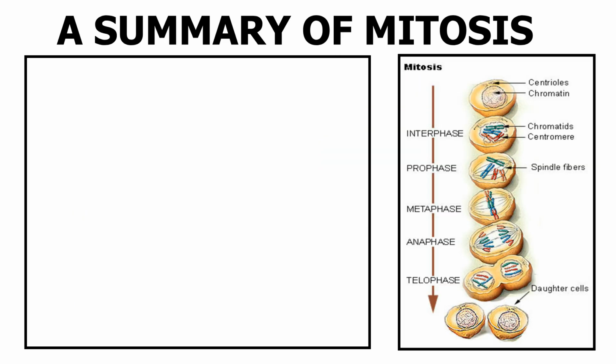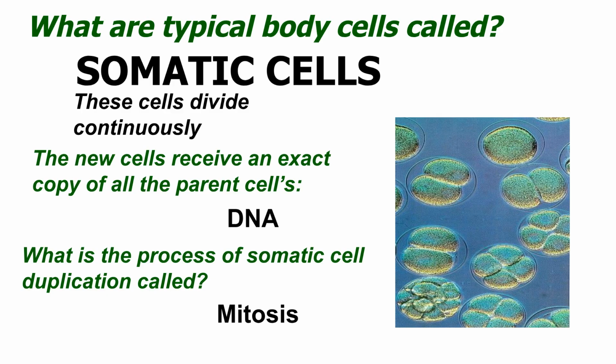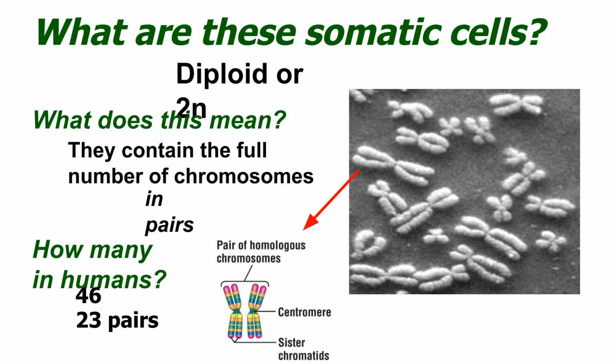This summarizes the process of mitosis. Typical body cells, called somatic cells, divide continuously through a process called mitosis. The new cells receive an exact copy of the parent cell's DNA. Somatic cells are diploid, or 2N, meaning they contain the full number of chromosomes in pairs. Humans have 46 chromosomes, or 23 pairs.